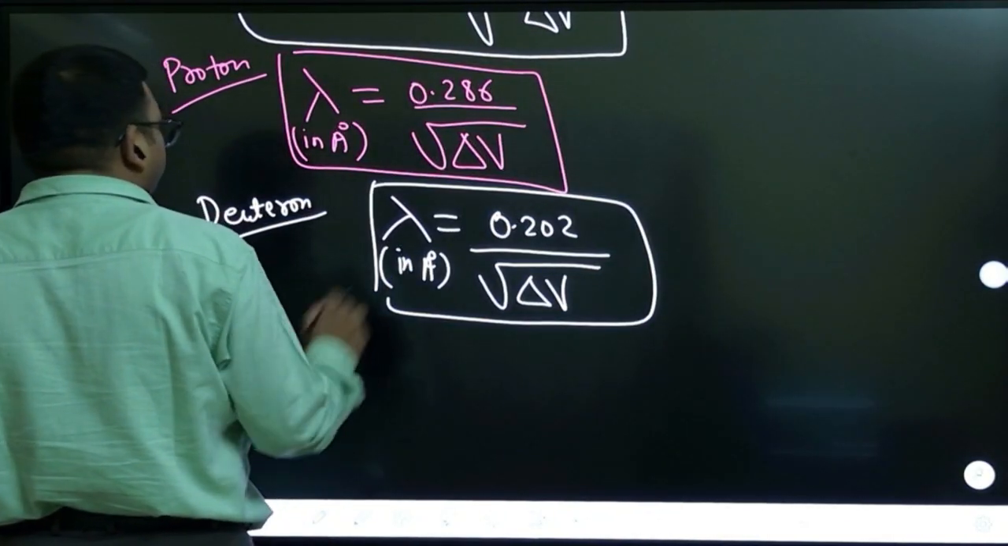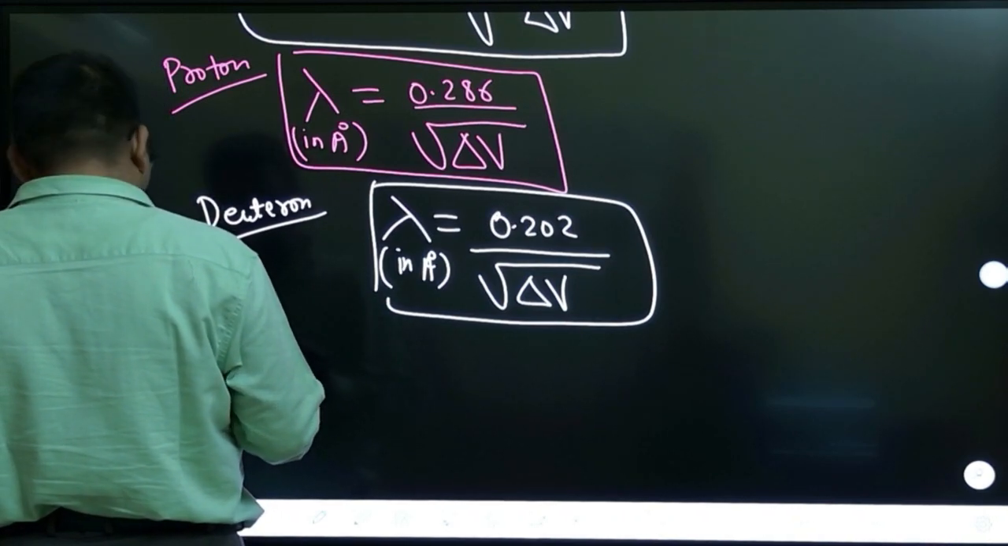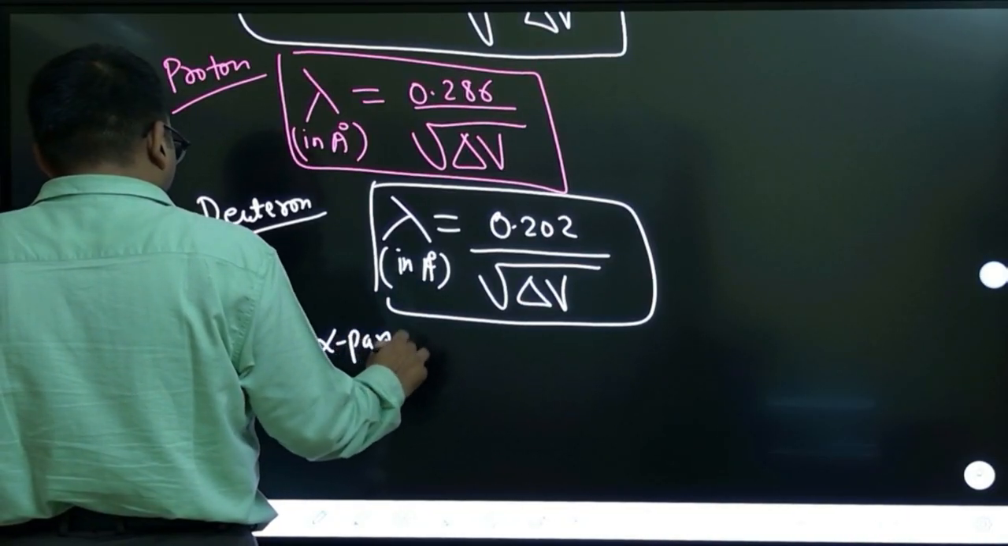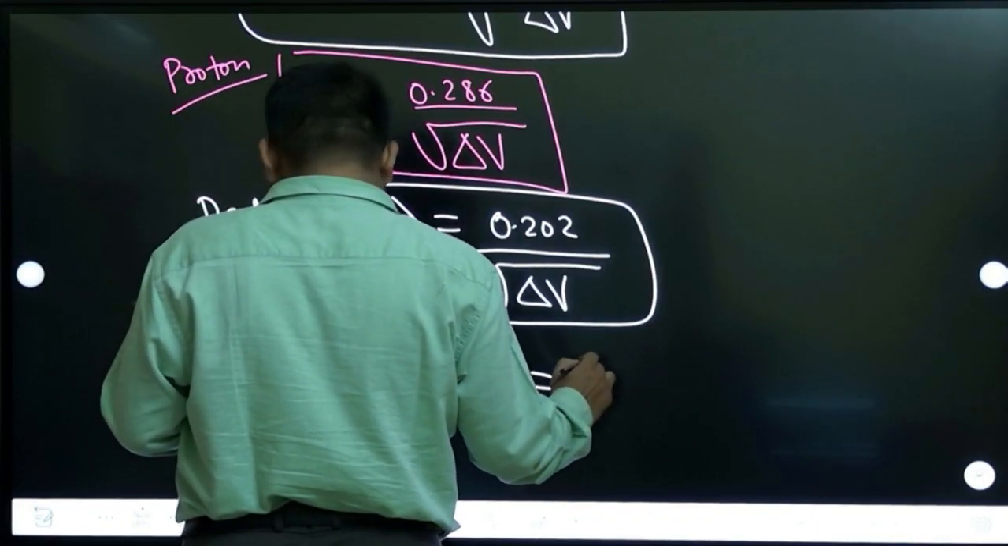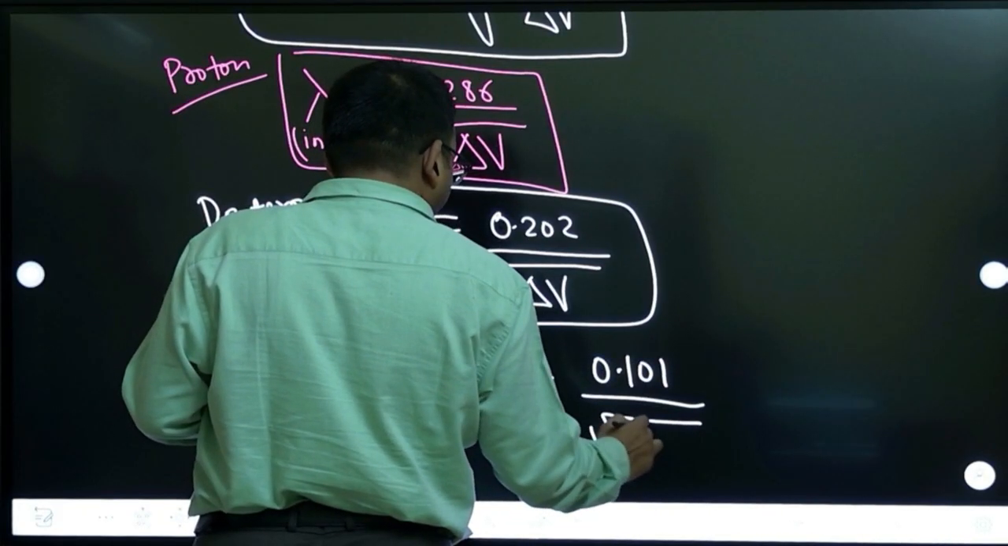After substituting everything, you get, for alpha particle, wavelength will be 0.101 over root of accelerating voltage.